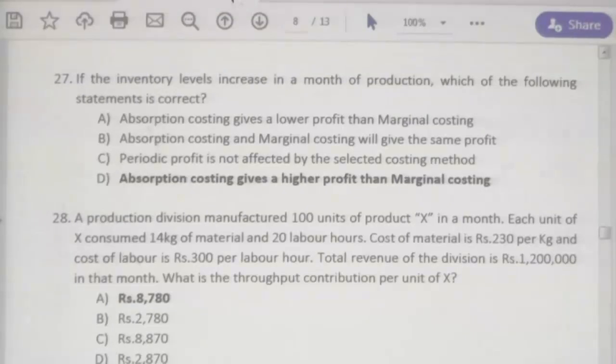Yes, when the inventory level is increasing, the value of closing inventory will increase, since you will absorb more fixed overhead to the closing inventory. Therefore absorption costing will give you a higher profit when compared to marginal costing. Therefore the answer is D. Then let's take question number 28.